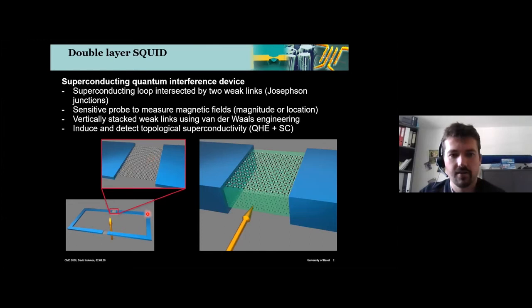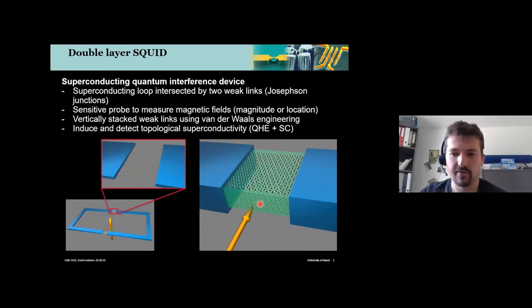Now, for our research, we had to investigate a new structure where the two Josephson junctions are not placed far apart in a planar geometry, but stacked on top of each other, using, in our case, graphene as the weak link between the left and the right superconductor, and isolating them with a thin boron nitride layer.